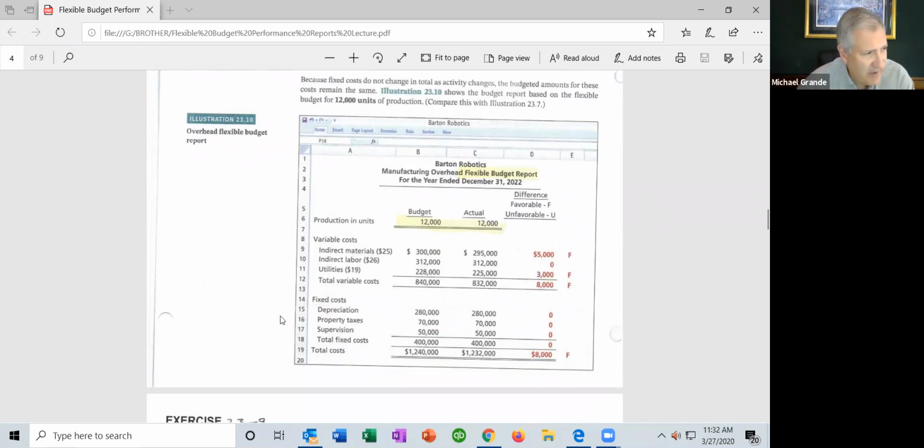So what about these here? These are fixed costs. No need to calculate cost per unit because they're fixed. Remember the definition of a fixed cost. Total cost stays the same as volume changes. So in this example here, depreciation didn't change. Property taxes don't change. Supervision doesn't change. Whether it's 10,000 units or 12,000 units, fixed cost stays the same. And there's no variance between the actual and the budget.